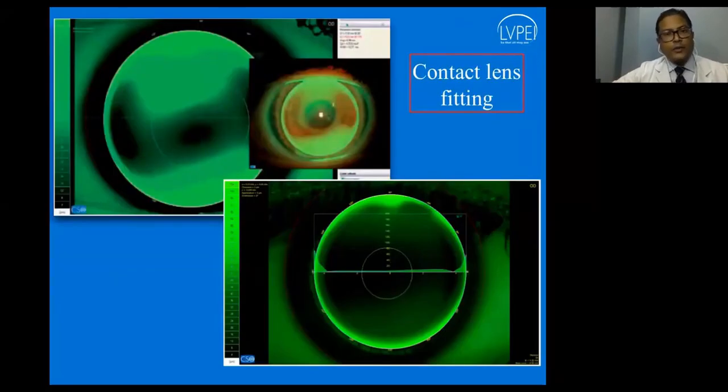Contact lens fitting is another useful feature of the Cirrus. It has in its database contact lenses of different manufacturers, and one can actually assess the fit and see what the fluorescein pooling pattern is, based on the output maps in the contact lens fitting analysis feature of this topographer.